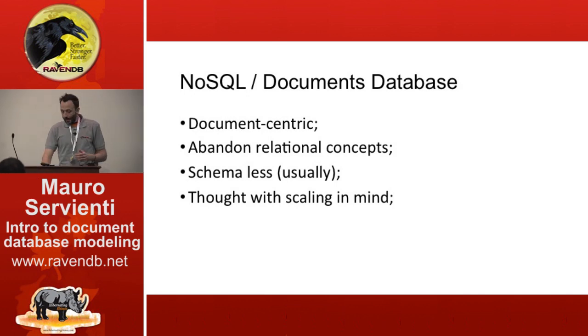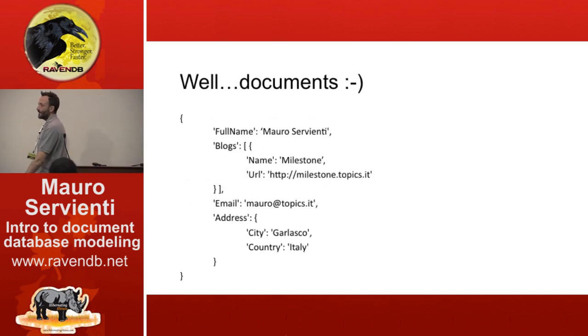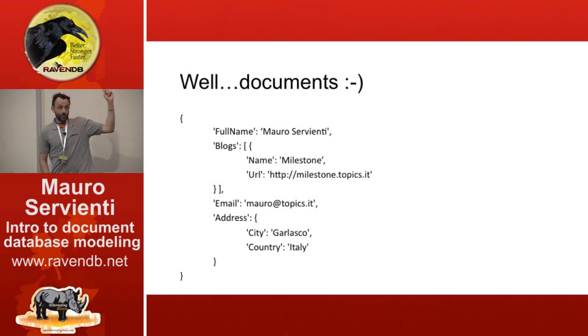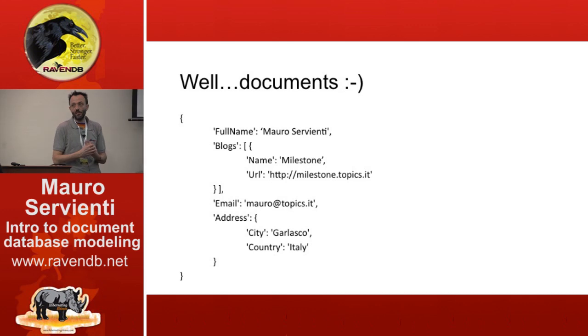So we have said that a document database is about documents. So that's what we have in the database. It's a JSON serialization of a class.